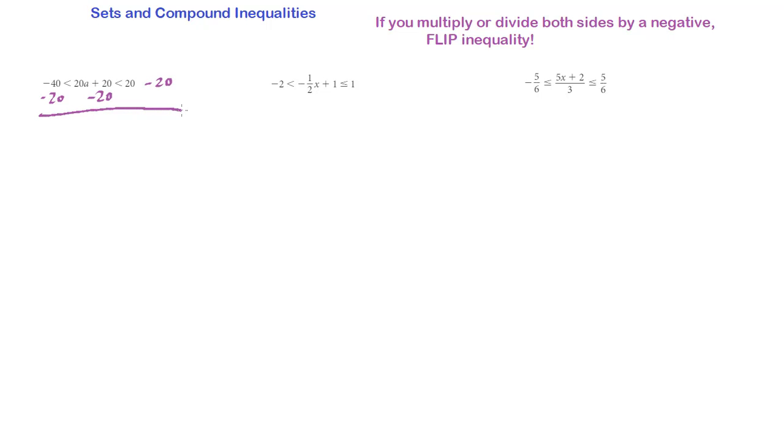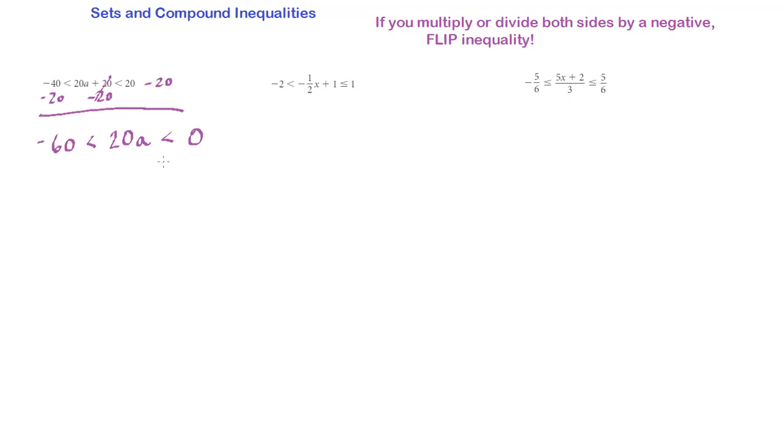I ask myself the question, am I multiplying or dividing both sides by a negative? If I am, I flip the inequality. I'm not here, I'm just subtracting. So let's just do this all the way across. There's the minus 60. You're gone, little bud. Keep down my same symbol, 20a. 20 minus 20, keep the same symbol, that's a 0.